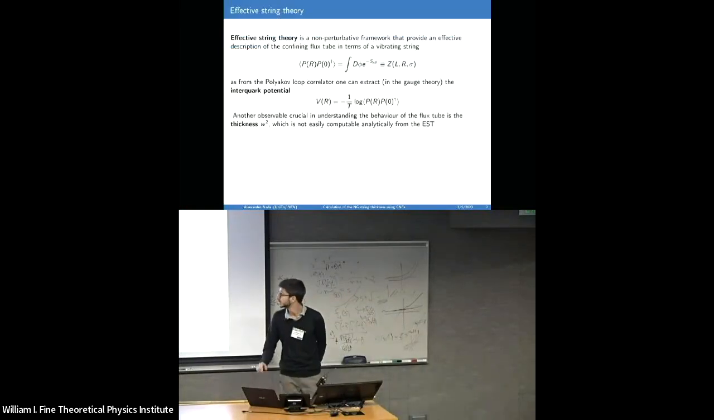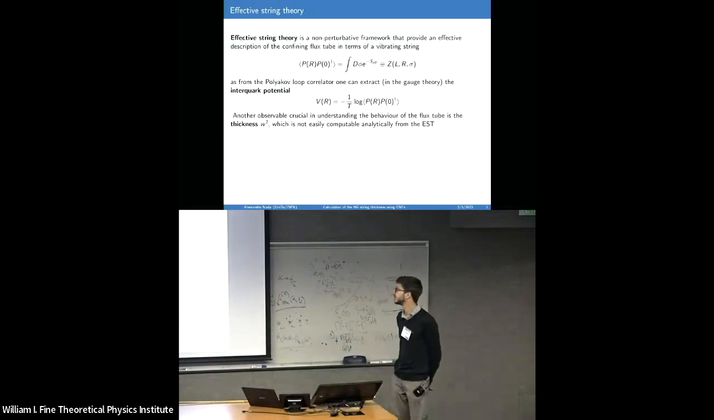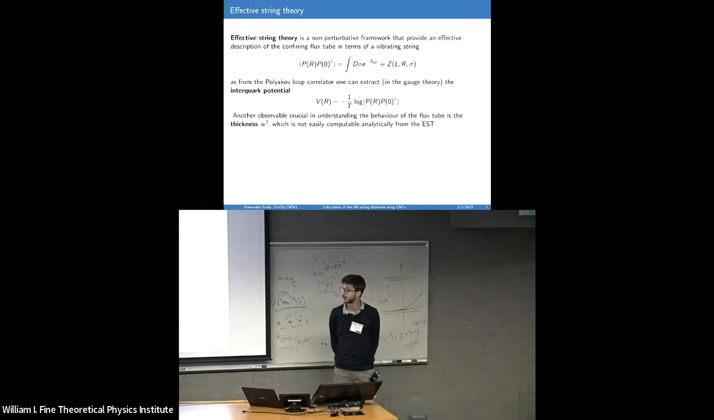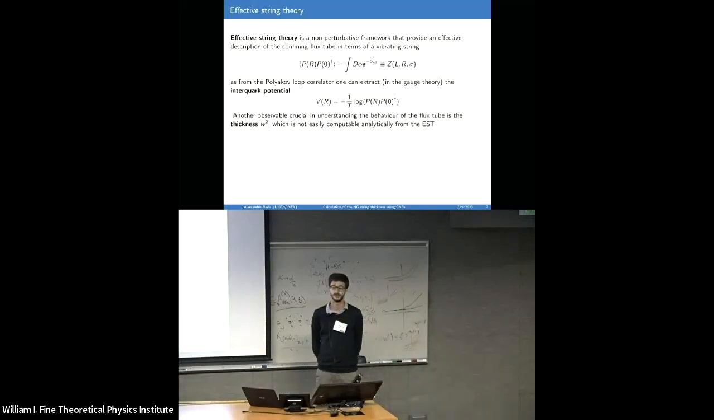Okay, so let's start with a bit of background on effective string theory. We know that this is a very important non-perturbative framework that in principle provides an effective description of the confining flux tube in Yang-Mills theory. In particular, if you look at some observable like the Polyakov loop correlator or a Wilson loop, we know that this is described in the EST framework by the partition function, Z. Well, this is phenomenologically interesting, because we can extract the interquark potential directly from this.